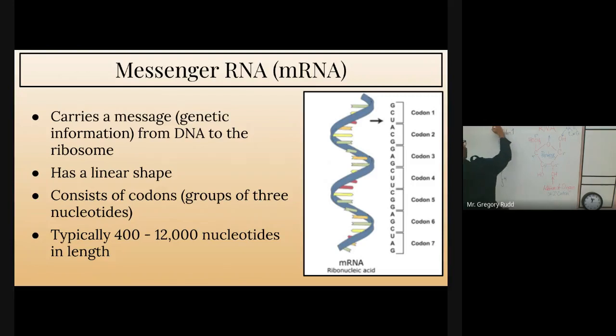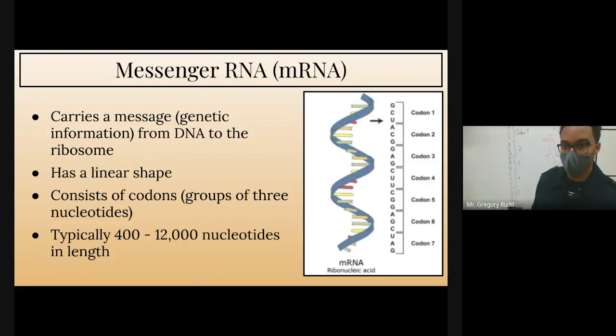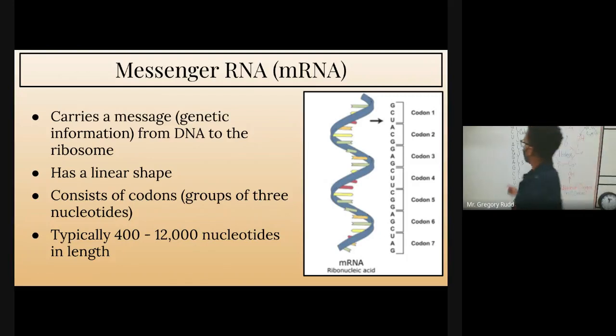GCU, A, C, G. Okay, so we're just going to do 5 codons here. I'm going to roll this over. So we've got 5 mRNA codons.